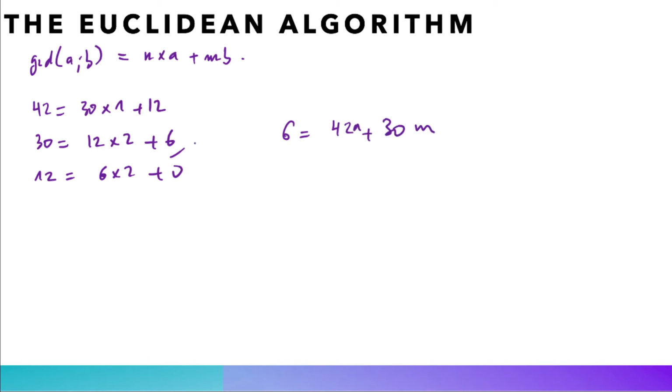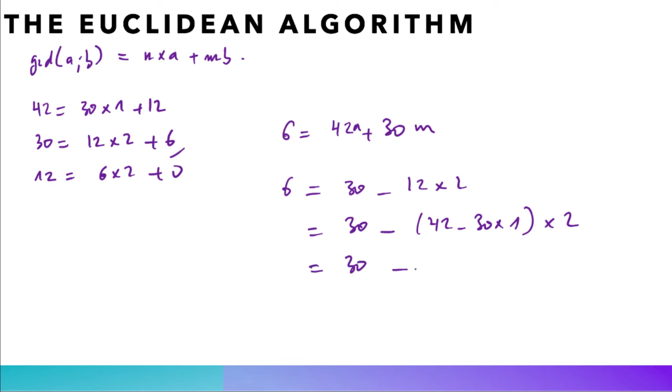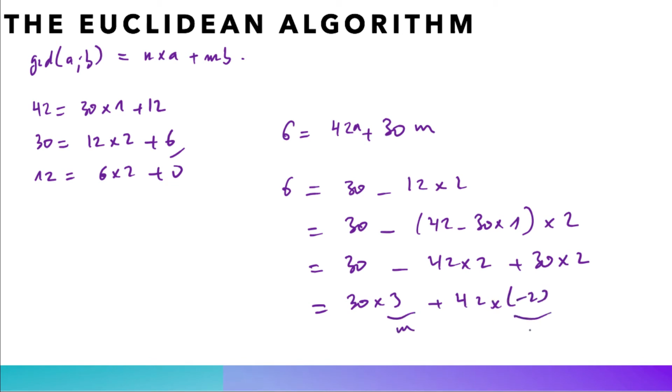Indeed, from this equality here, we deduce that 6 is equal to 30 minus 12 times 2. And from this first equality here, we deduce that this is equal to 30 minus (42 minus 30 times 1) times 2. This is because 12 is equal to 42 minus 30 times 1. If we develop the expression to the right, one gets that this is equal to 30 minus 42 times 2 plus 30 times 2, and this is equal to 30 times 3 plus 42 times minus 2. Hence, m is equal to 3 and n is equal to minus 2.